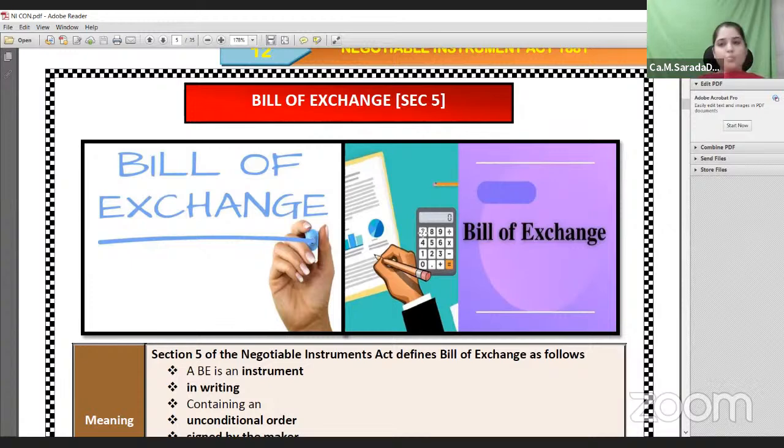And the maker's signature is important on the promissory note. He will prepare the promissory note and hand it over to the payee. Payee is the person who holds the promissory note, and if he wants, he can also endorse the promissory note. Therefore, he is the holder of the promissory note.